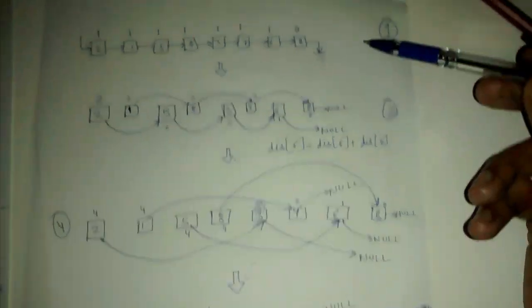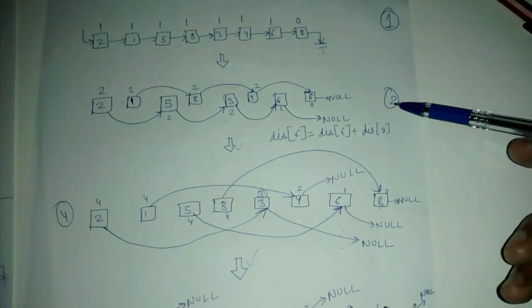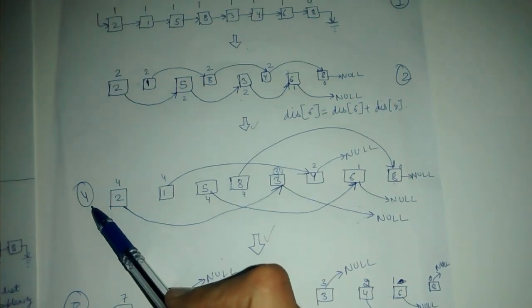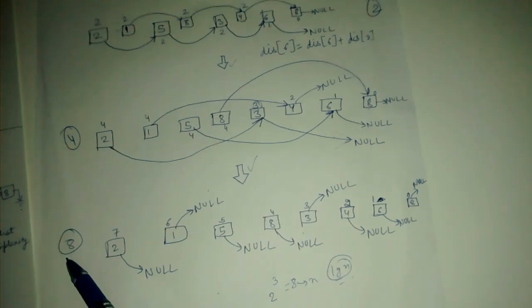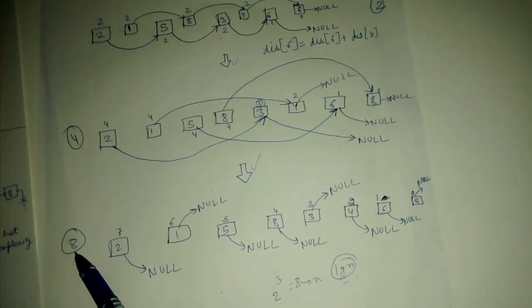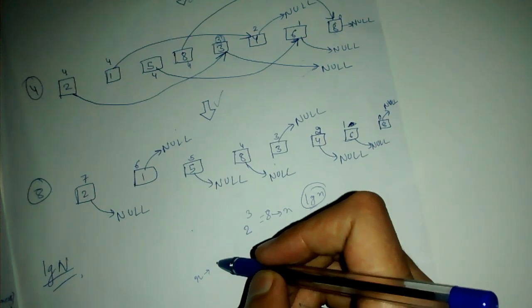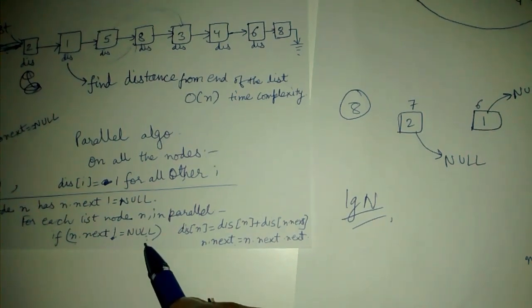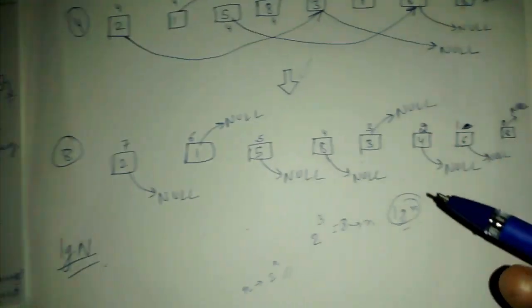As we can see, initially there was only one element pointing to null. Then 2 elements were pointing to null. Then after the second iteration, 4 elements were pointing to null. After the third iteration, 8 elements were pointing to null. So after the nth iteration, 2 power n elements will be pointing to null, and whatever's next is pointing to null, its distance is finalized.